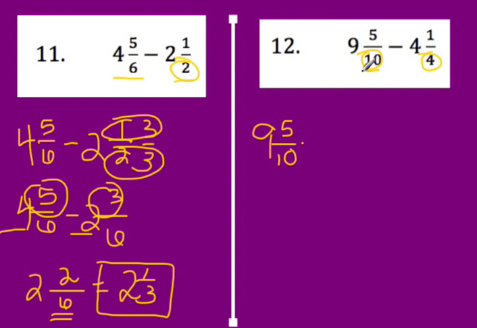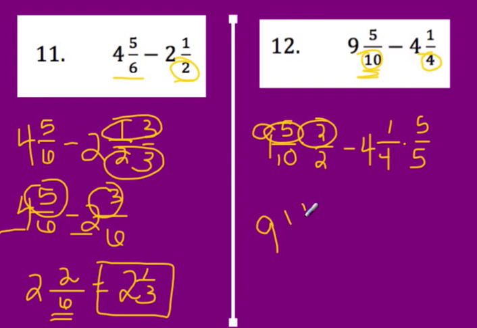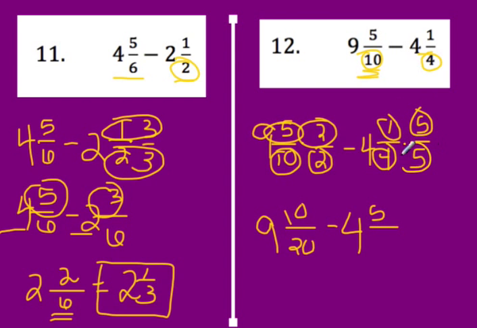So what do I need to multiply 10 by in order for it to be 20? Well, I need to multiply it by 2. And then here we have 1 over 4. And then what do I need to multiply 4 by to get to 20? Well, I need to multiply it by 5. So then here I have 5 times 2, which is 10. 10 times 2, which is 20. Here, then I have 1 times 5, which is 5. 4 times 5, which is 20.